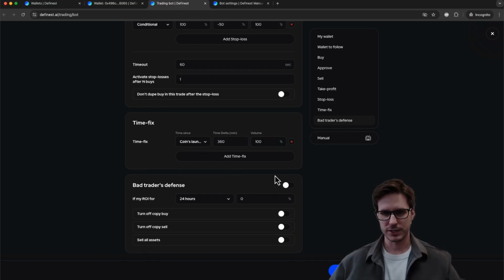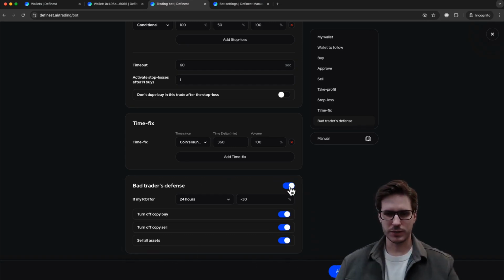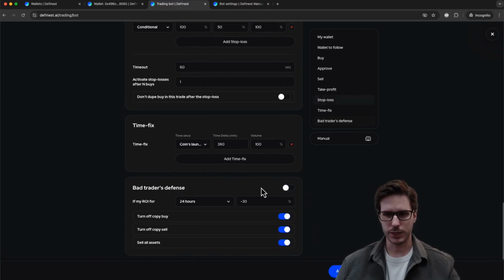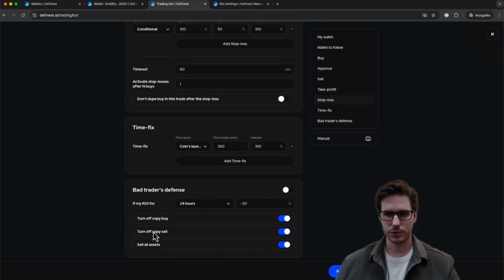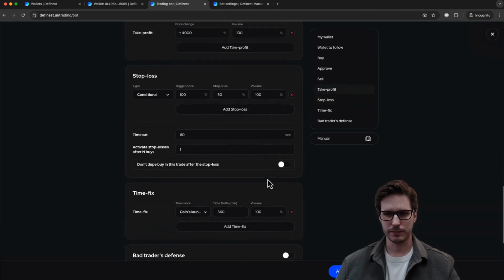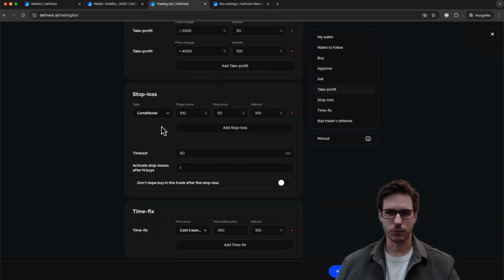There is also a unique setting here called Bad Trader's Defense, which protects against bad traders. If my ROI, my wallet for example, drops by 30% in 24 hours, then I can turn off purchases, monitor the wallet, stop sales, and close all transactions. In other words, this is a safeguard to prevent the wallet from losing money. However, I wouldn't enable this protection when searching for snipers. It's more suited for finding traders. So I turn it off here. If we uncheck this box, everything is fine.